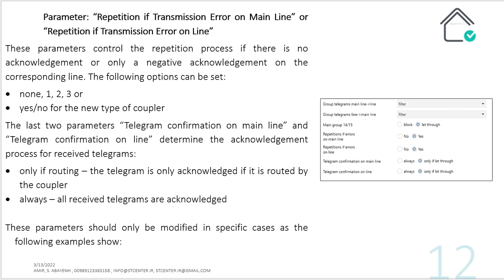So by default, okay, the repetition of error on a main line is activated, and repetition for errors on a line is activated. Also, sometimes we should change it, and now we will see when we should change it.